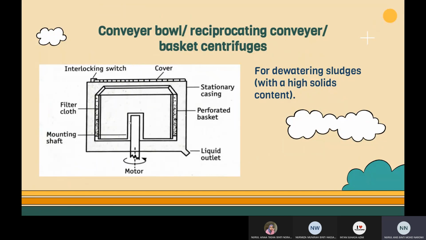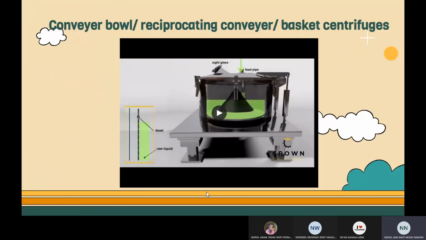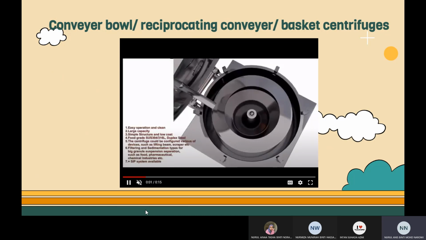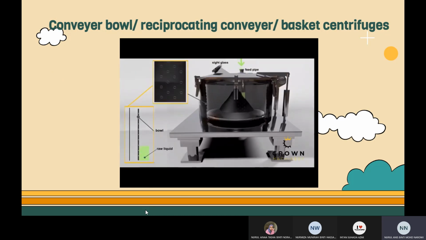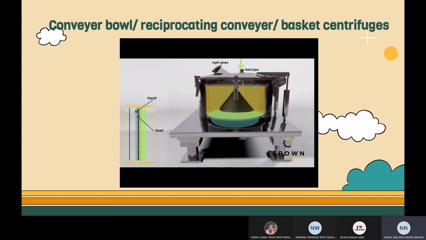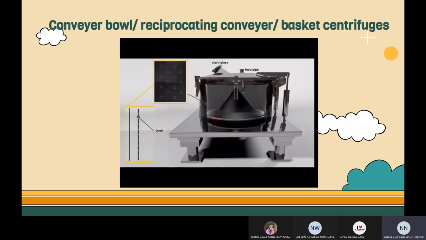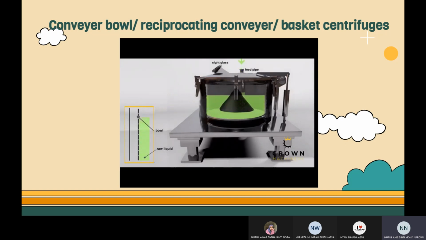Next one is a basket centrifuge for dewatering sludge with a high solids content. The feed enters a rotating basket through a funnel, which rotates at the same speed. That gradually accelerates the liquid to the bowl speed and thus minimizes shear forces. Liquid passes through perforations in the bowl wall. When the layer of cake has built up, it is pushed forward by a reciprocating arm.